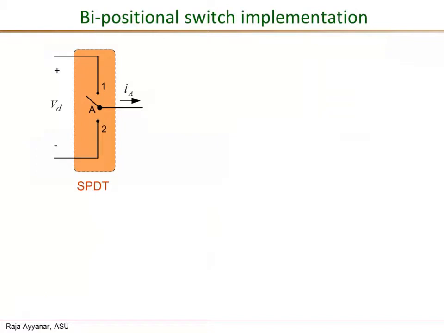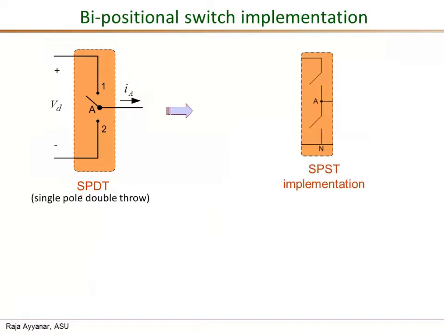So this is the SPDT, or single pole double throw, implementation of the bipositional switch. Now, there are mechanical SPDT switches, but there is no single electronic switch which can do the function of a single pole double throw switch. So we implement the bipositional switch, or this SPDT, by having two SPST switches, electronic single pole single throw switches. Basically this is nothing but a simple on-off switch, but we need two of them.